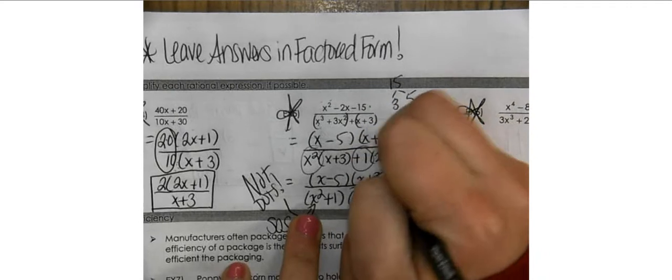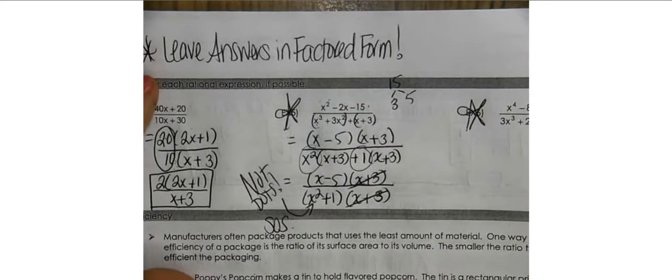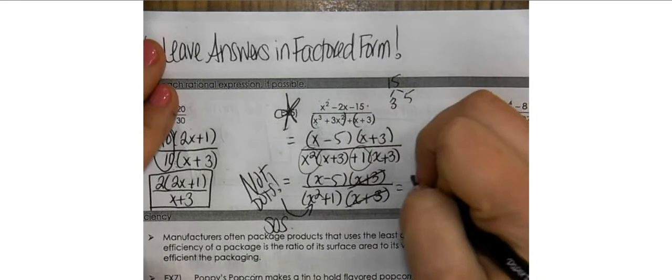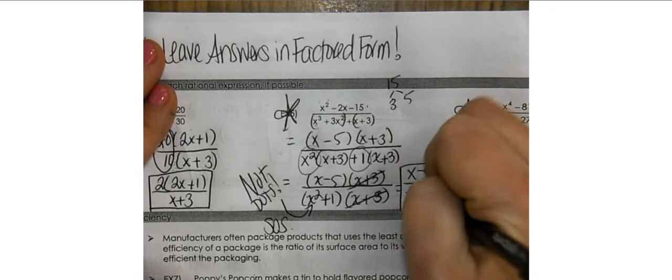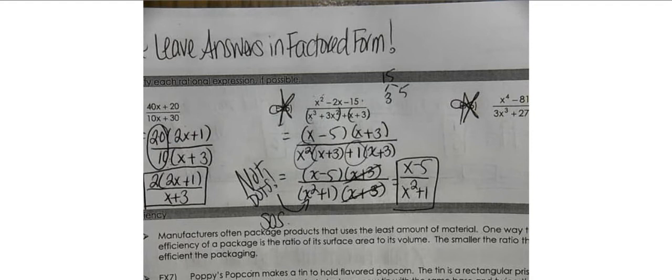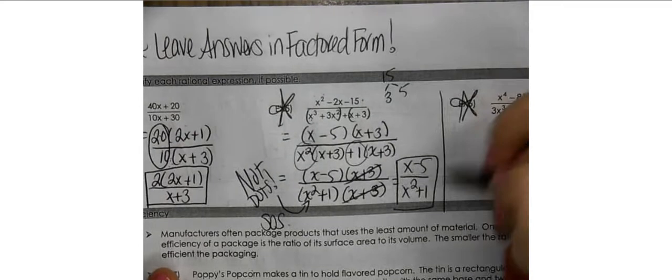But both the numerator and the denominator have in common an x plus 3. So therefore, our answer is going to be x minus 5 divided by x squared plus 1. Please do not eliminate anything. The main operation is not multiplication. We do not eliminate anything at this step. But that is simply our answer.